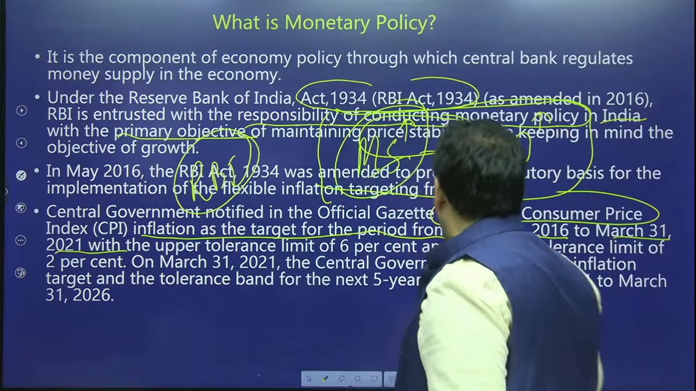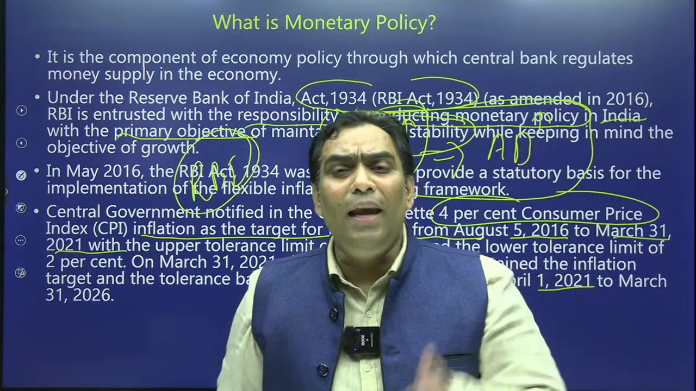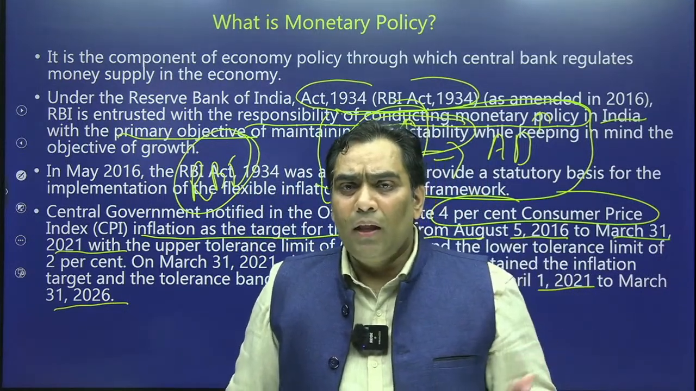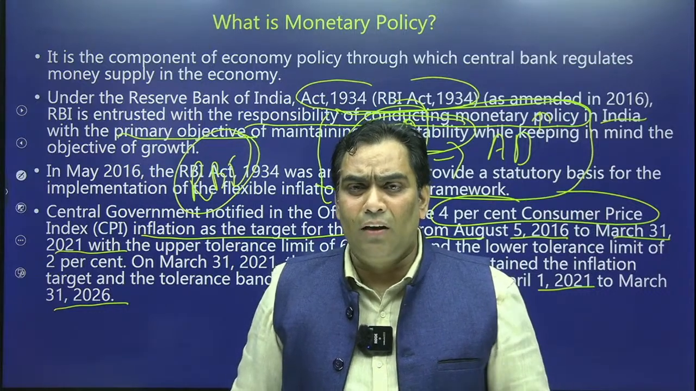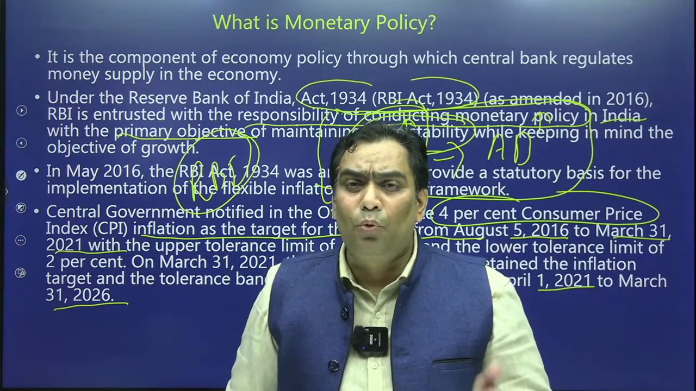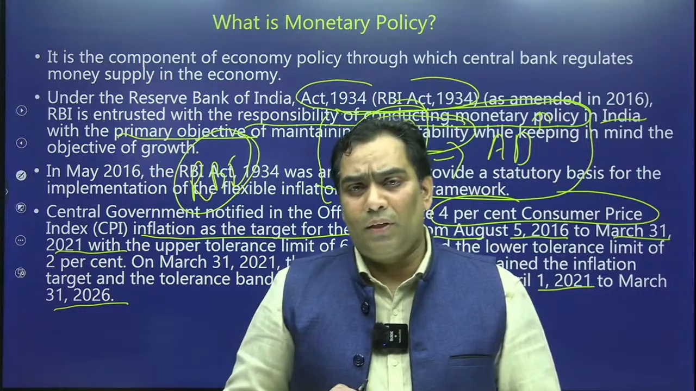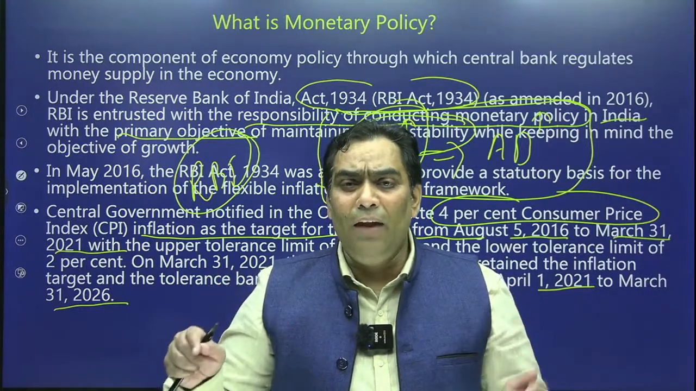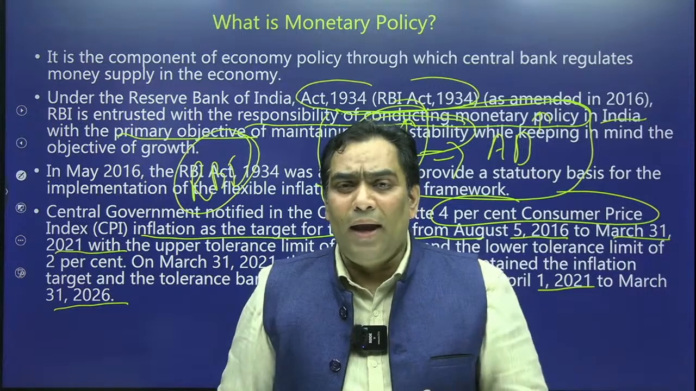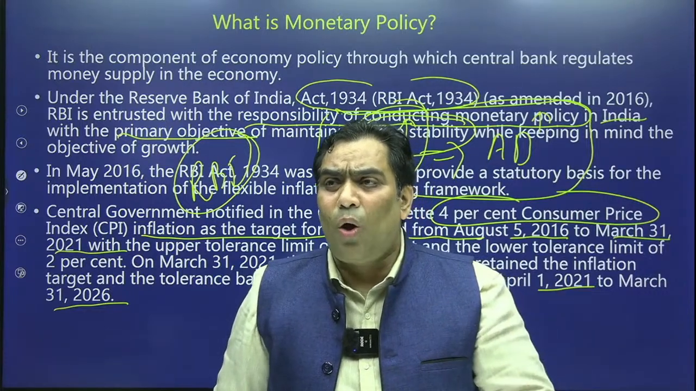And from 1st April 2021, this same provision is again extended up to 31st March 2026. So I mean to say that as per the RBI Act 1934, which was amended in 2016, the inflation rate in the economy up to 31st March 2026 should be 4% plus minus 2%. That means the inflation rate should lie between 2% to 6%. This is the responsibility of RBI, and RBI wants to maintain this inflation rate in the economy through its actions or activities.